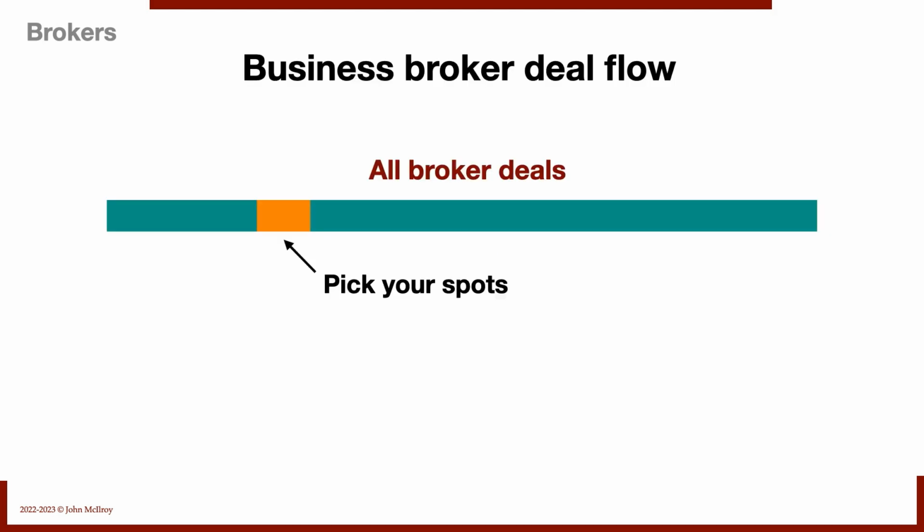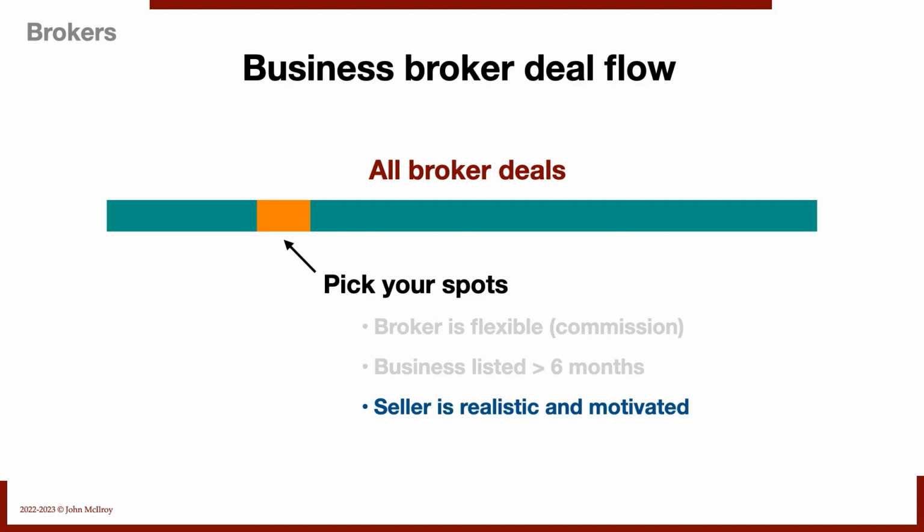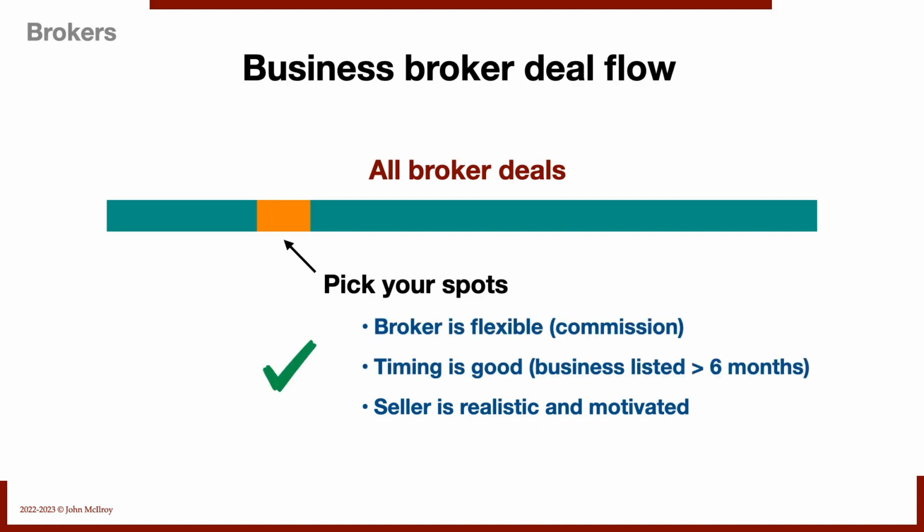Broker deals are great, but you have to pick your spots. Be selective. Find a broker who's flexible. They're probably not going to get their whole commission on closing with a 5% closing payment. They'll have to defer something. We want businesses listed longer than 6 months, preferably longer than 8. That way the seller is realistic, they're motivated, throw in some urgency and distress. Bingo, we've got a deal we can close.